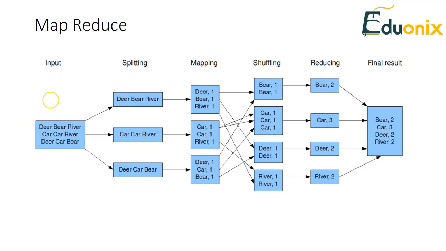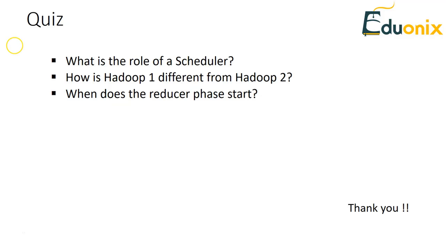I hope you have clearly understood how a MapReduce job works on this word count example. We have a short quiz in our next slide to see if you have understood the presentation. What is the role of a scheduler? And how is Hadoop 1 different from Hadoop 2? Or what are the new features which Hadoop 2 brought in? And when does the reducer phase start its work?